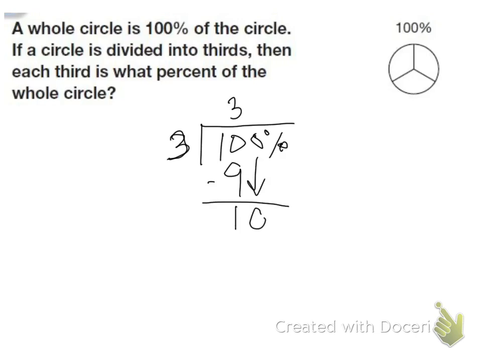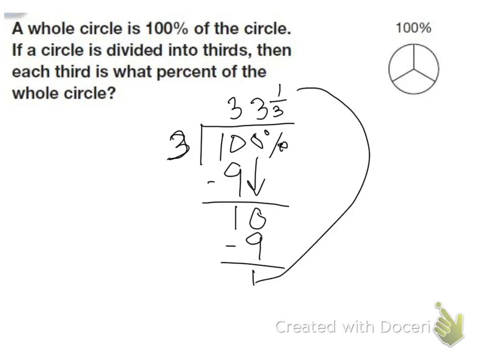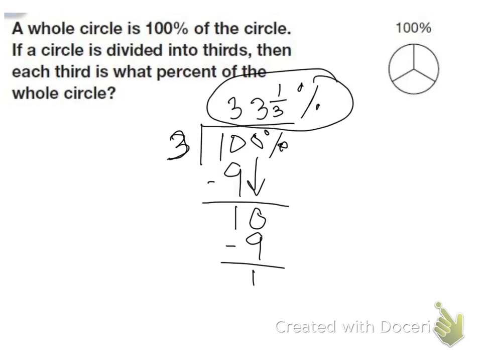Bring down the 0. 10 divided by 3 is 3. 3 times 3 is 9. Subtract, and we have 1 left over. Okay, so I have 1% that's not divided. So I need to divide that into 3 pieces. So my fraction is going to be 1/3. Because remember, numerator and denominator. And then my label is percent. So 1/3 of a circle is 33 and 1/3%.